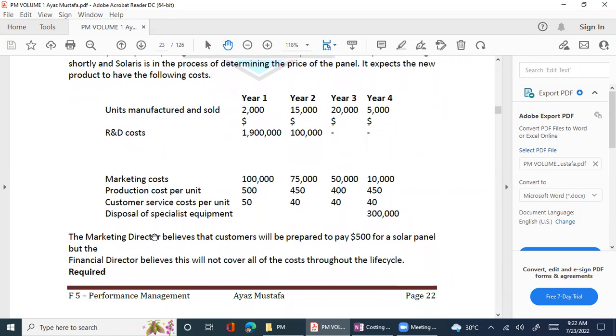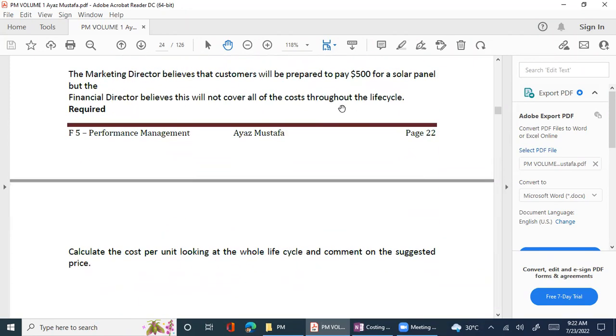Now, the marketing director believes that the customer will be prepared to pay $500 for a solar panel, but the finance director believes that this will not cover the cost of the throughout the life cycle. It means that finance director is of the view that 500 is less because 500 will not cover the life cycle cost. Now, what is the requirement?